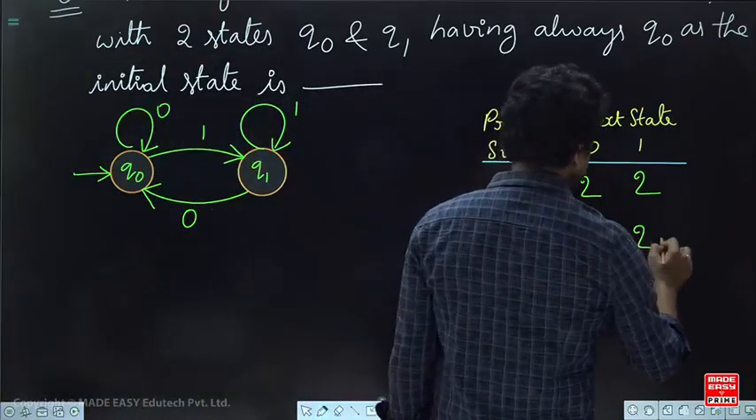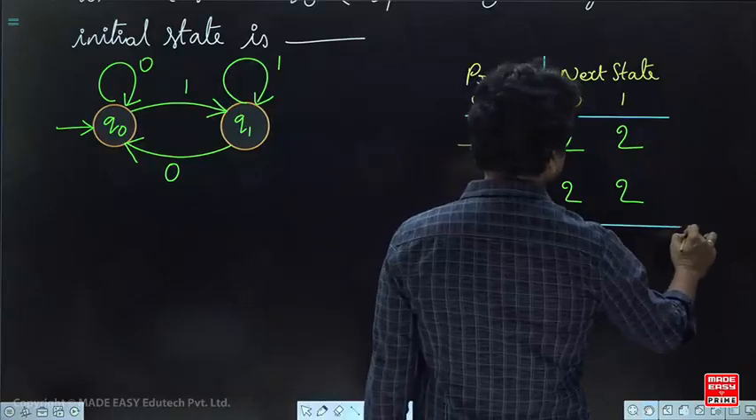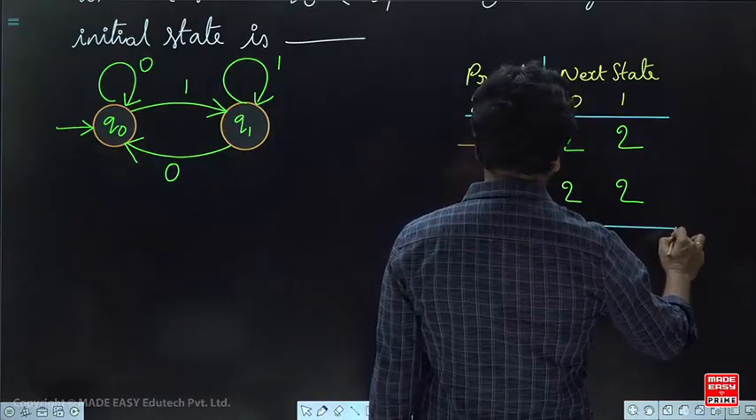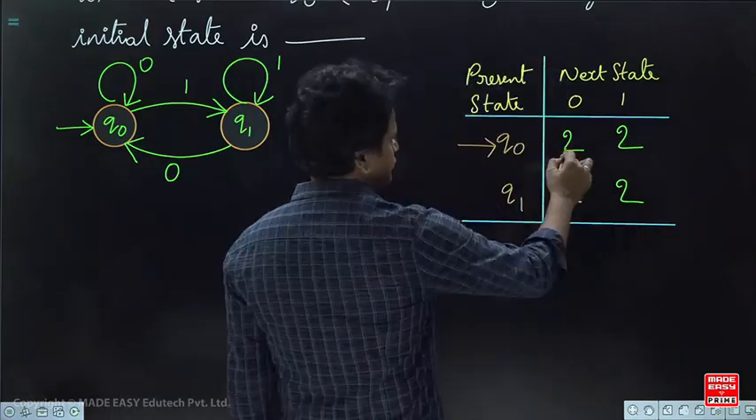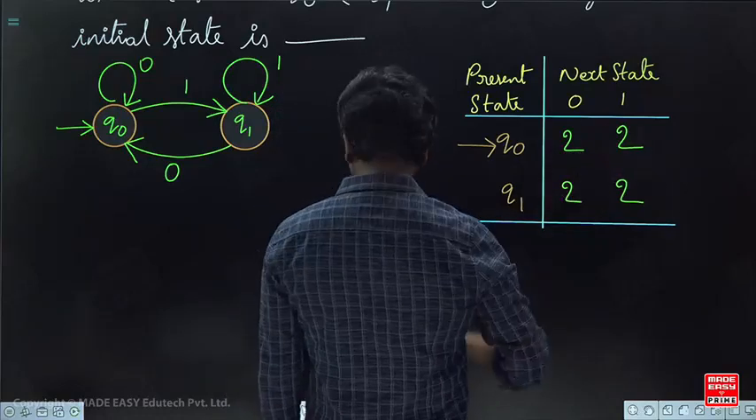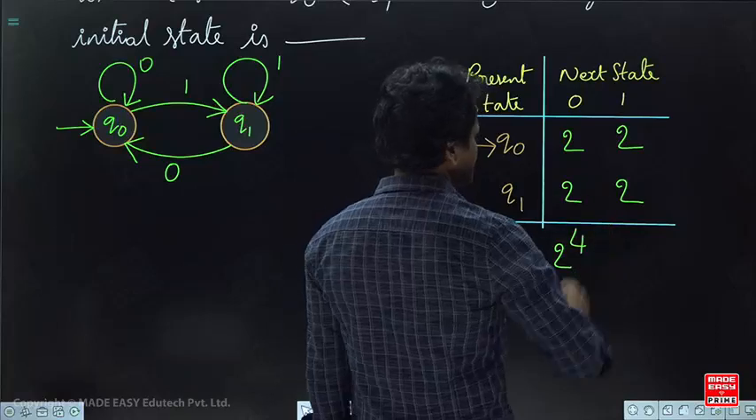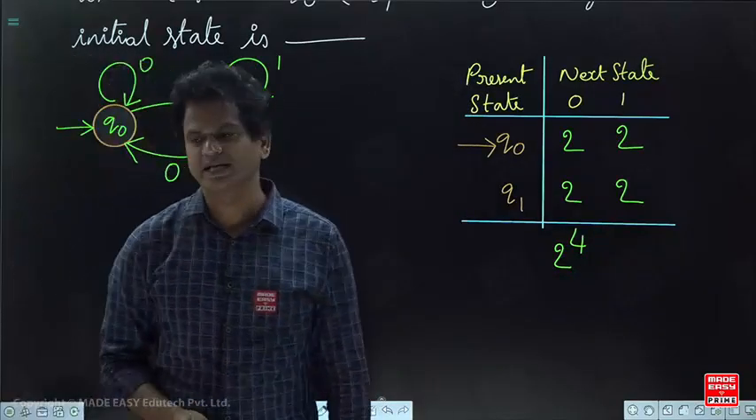So guys, look at this. How many ways do we have? Here 2 into 2 into 2 into 2. So 2 power 4 ways. 2 into 2 into 2 into 2 is 16.